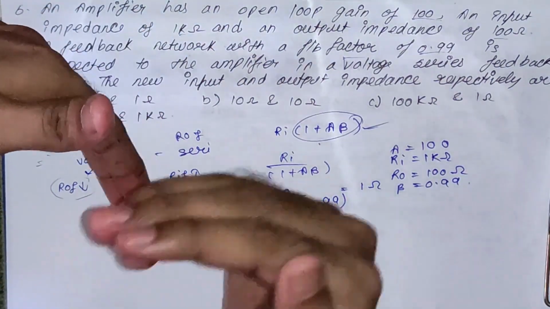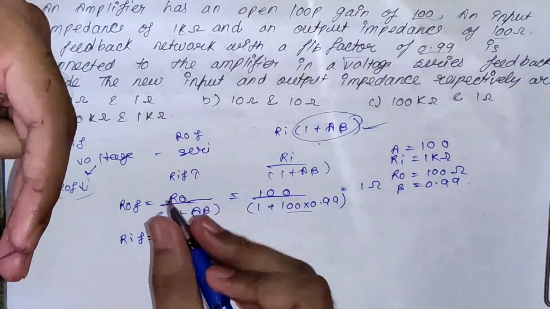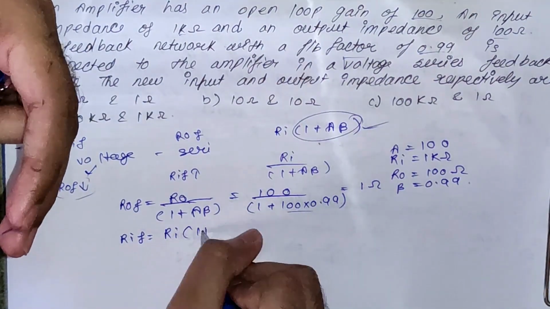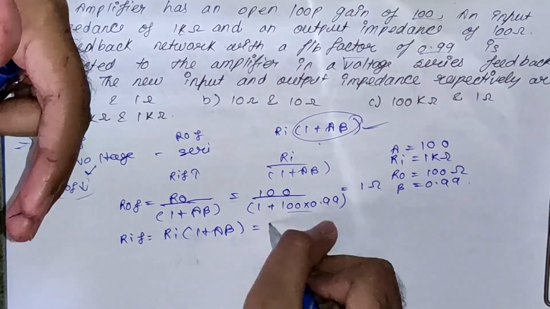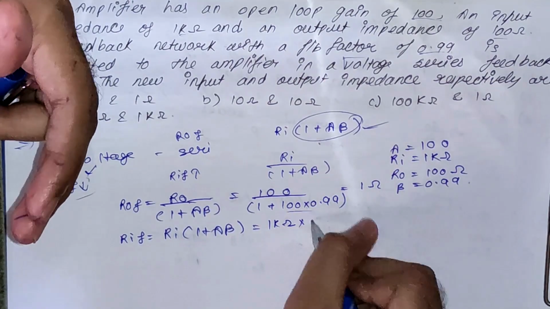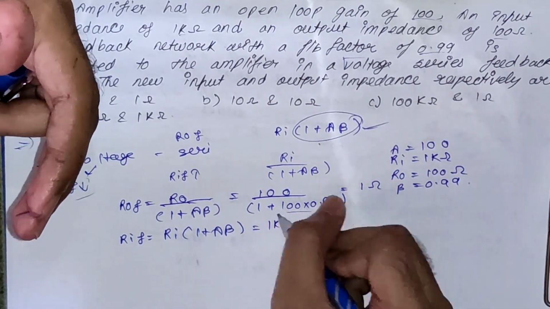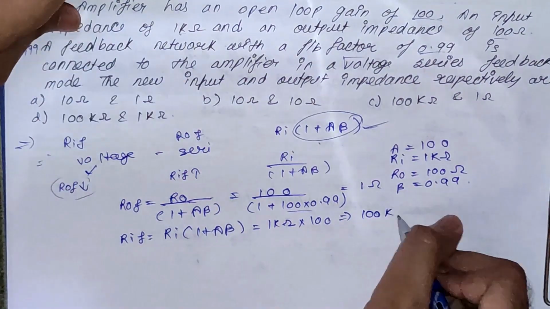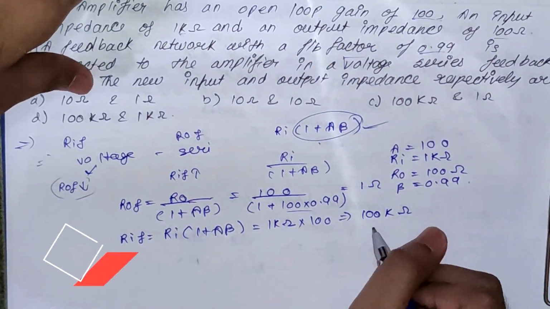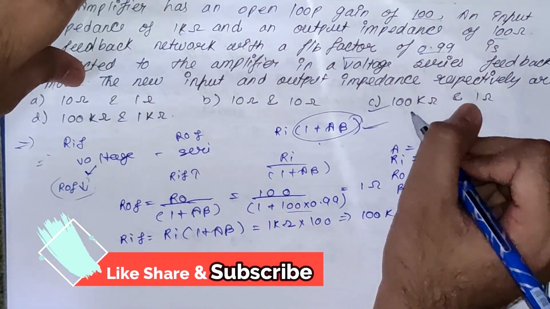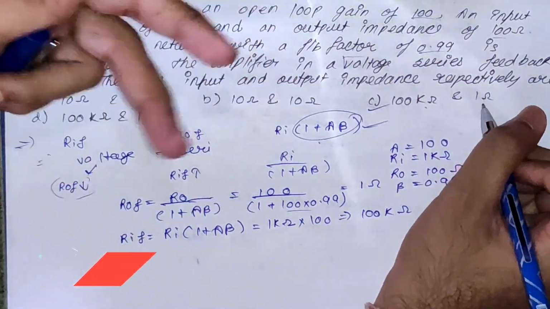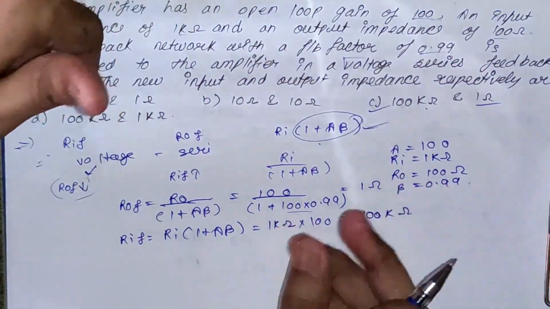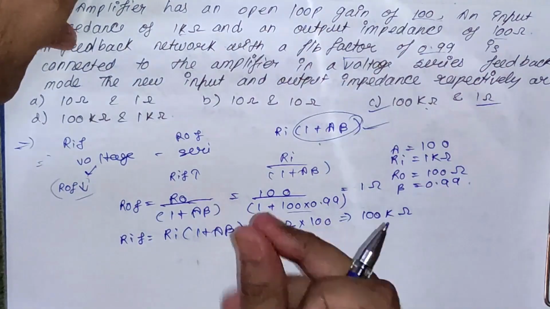Since input resistance is going to increase, we are going to multiply by 1 plus A beta. So it will be 1 kilo ohm multiplied by 100, since 1 plus A beta is equal to 1 plus 99, which is 100. So it will be 100 kilo ohm. From the options you can see the correct option is the one with input resistance 100 kilo ohm and output resistance 1 ohm. This is the way you can solve this type of question very easily.